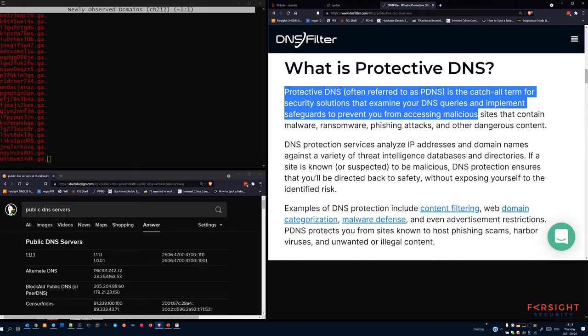First of all, what is protective DNS? There are so many definitions, but in fact, protective DNS is an umbrella term for those security solutions that examine your DNS queries and implement safeguards to prevent you, your users, and your systems from accessing malicious destinations on the internet.